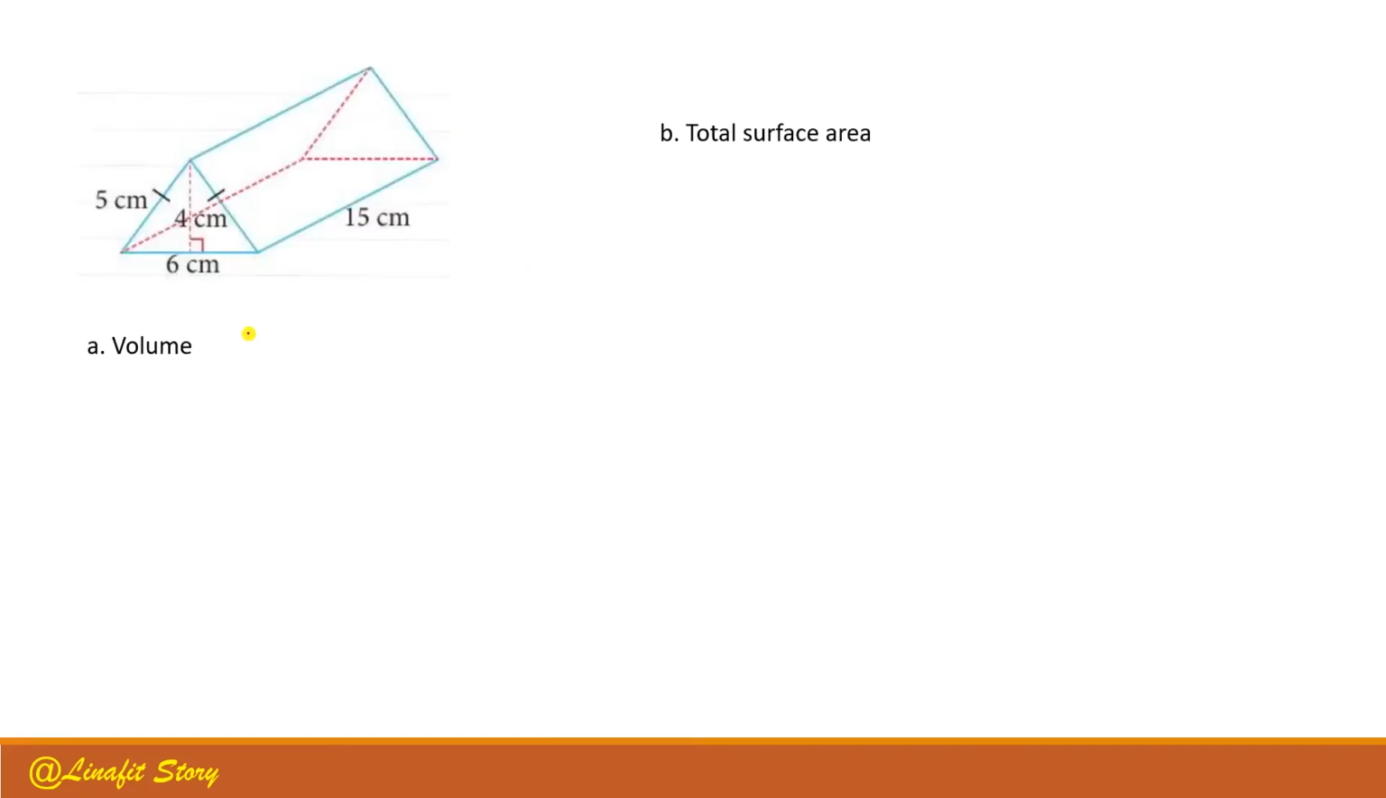Find the volume and the total surface area of this triangular prism. To get the volume is base area times height. Base is an isosceles triangle. To get the area of a triangle is base times height divided by 2. 6 times 4 divided by 2 is equal to 12. So 12 is the base area times the height of the prism, 15. 12 times 15 is equal to 180 cubic cm.